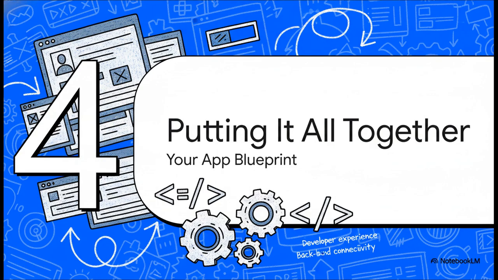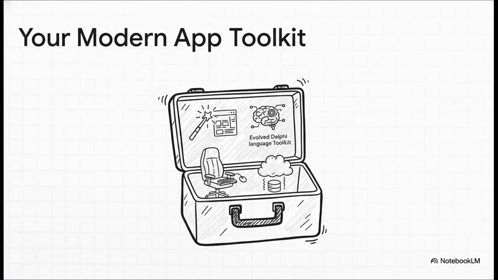Okay, so let's bring all these pieces together. We've talked about the visual front end, the developer experience, and the back-end connectivity. So what does this complete toolkit actually look like? So here it is, your modern app toolkit. With RAD Studio and Delphi, you've got everything you need. You've got FireMonkey for those breathtaking visuals, a modernized IDE for a seamless workflow, an evolved language for elegant, powerful code, and of course, RAD Server for rock-solid scalable connectivity. It is a complete end-to-end solution for building the next generation of applications.